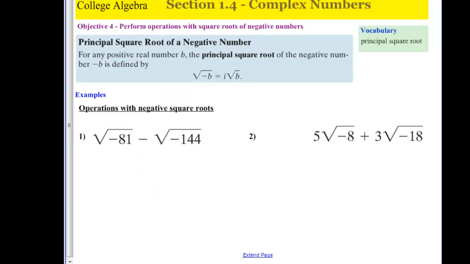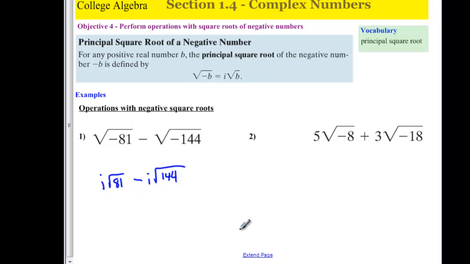So, principal square root of a negative number. Whenever you see a square root and it has a negative in there, the very first thing you need to do is pull out the i, okay? So instead of having square root of negative 81, I'm going to immediately rewrite that as i times the square root of 81. And then minus, and again, the square root of negative 144, i times the square root of 144. Because we're pulling that negative 1 out. And then once we do that, it gets a little bit easier.